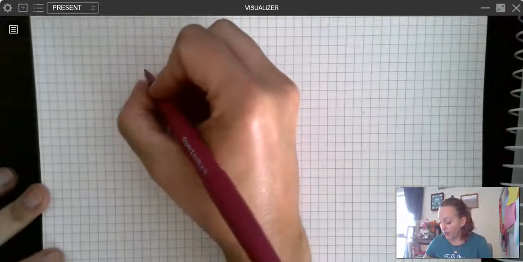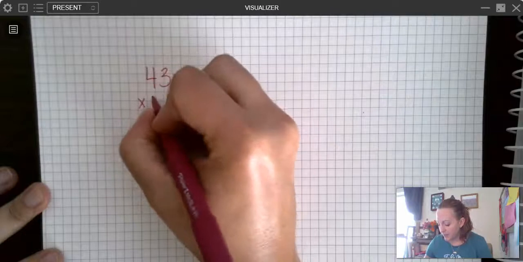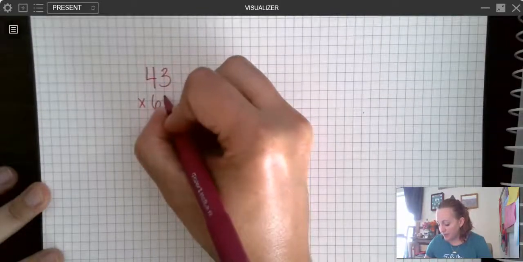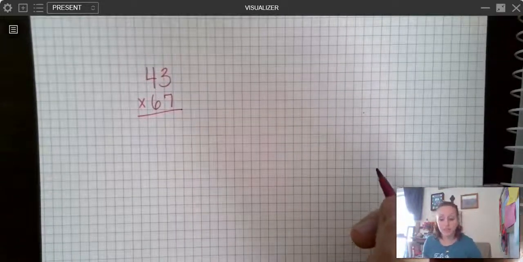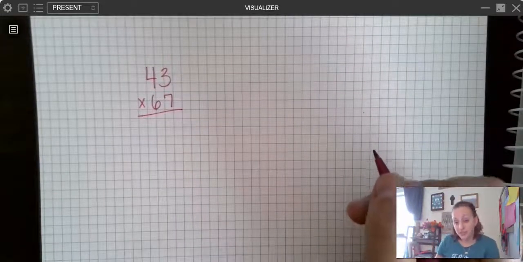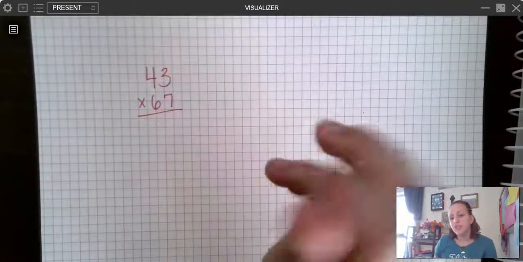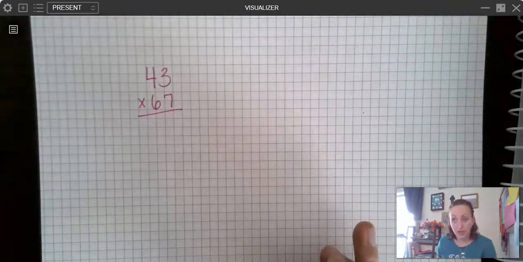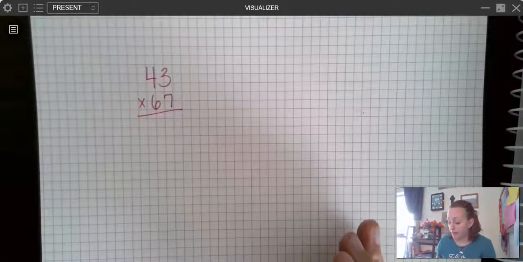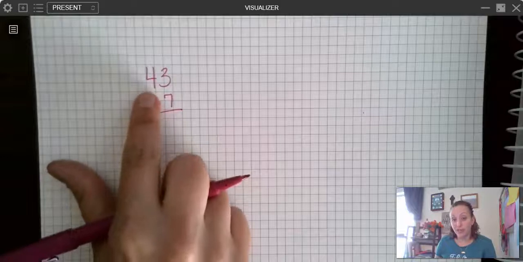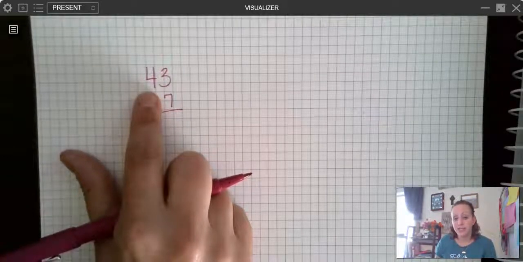Okay, so I have 43 times 67. I'm multiplying 43 times 67. All right, my first step is going to be to multiply the 7 times everything up at the top, just like we did with the standard algorithm for multiplication before, okay? But we're going to ignore this 6 for right now. All right, we're going to use our regrouping strategies, and that's how we're going to work this.